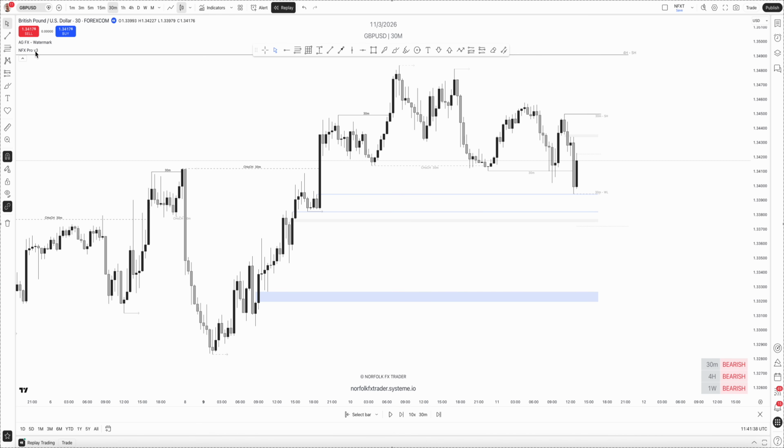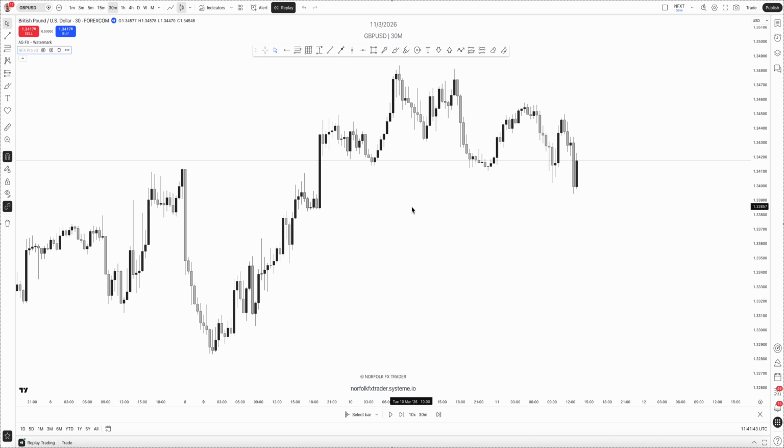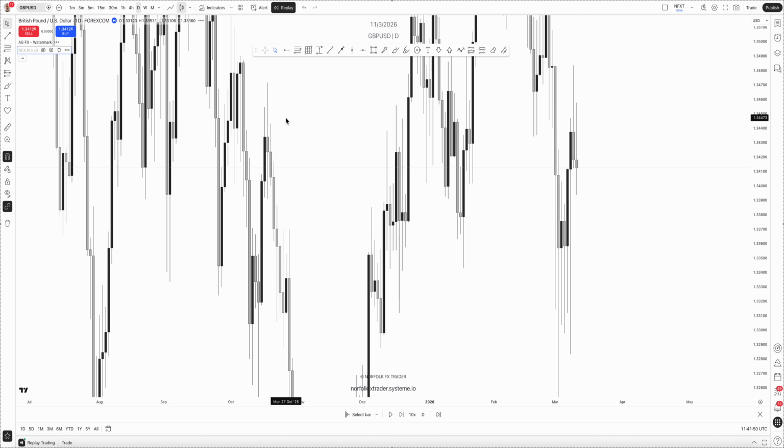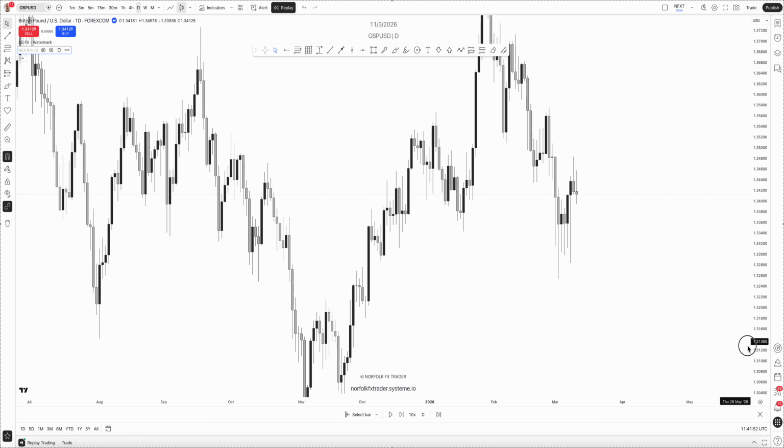The tool automates this, but you need the logic first. Let's clear the chart, map these pound US dollar setups manually, and then I'll show you the automation. So let's start on that daily time frame and work our way down to 30-minute, mapping out these charts to show you exactly how this structure works.